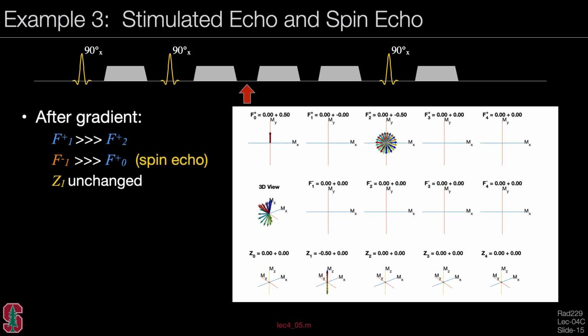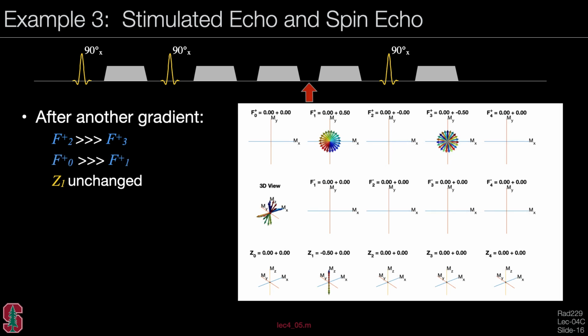Well, first let's start with F plus sub 1 has gone to F plus sub 2. So that magnetization is further dephased. The F minus sub 1 magnetization has refocused to form a spin echo. And if you look at that series of pulses, even though it doesn't have a 180-degree pulse, we've generated a spin echo from that 90-degree pulse. And notice, of course, that the gradient has not affected the longitudinal state Z1. So we've managed to basically split our magnetization now into different orders here by this simple combination of pulses.